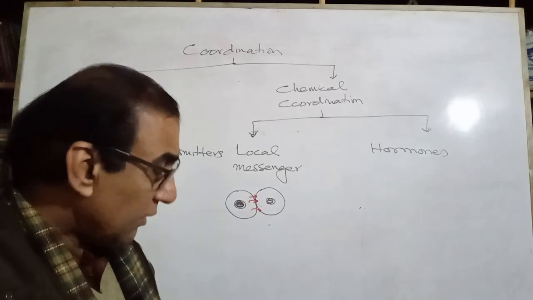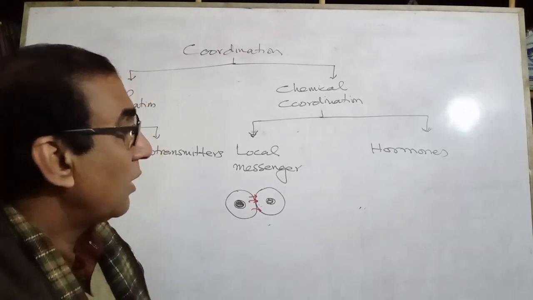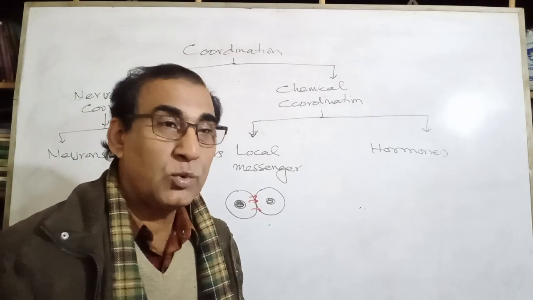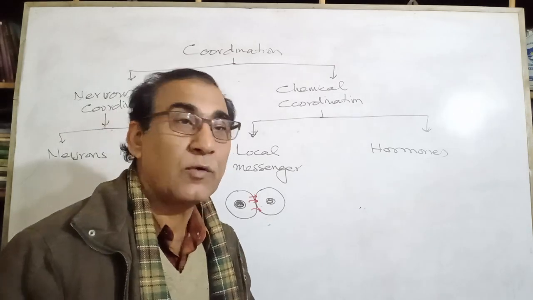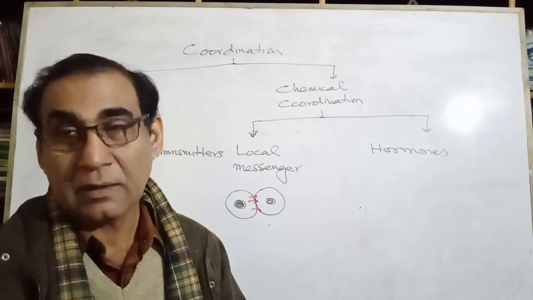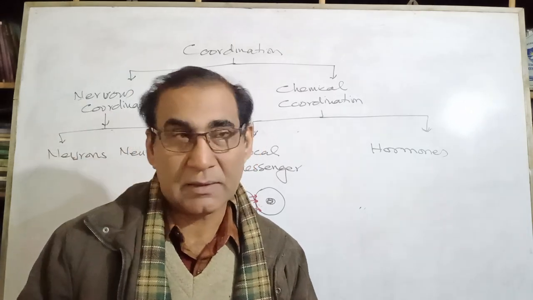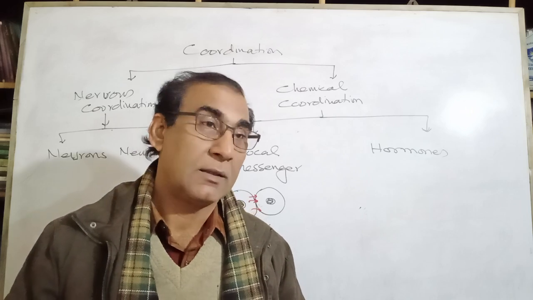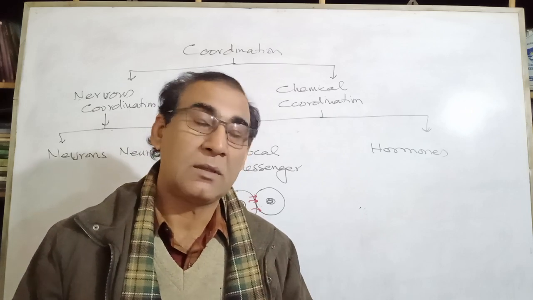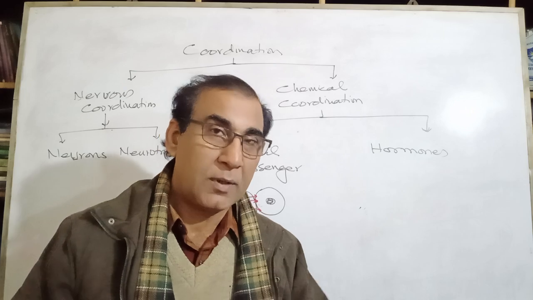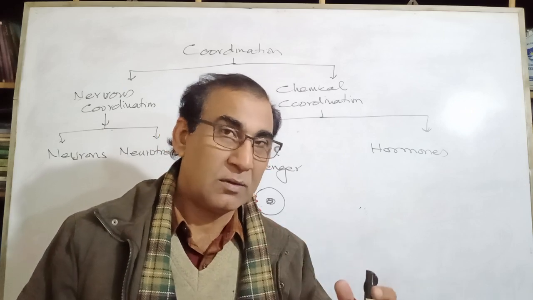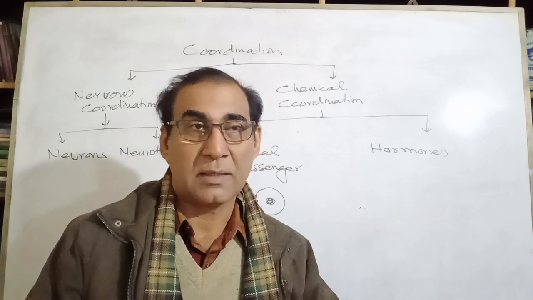The hormones, on the other hand, are those biochemicals which are produced from the ductless glands, or certain non-permanent glandular cells, and they get into the bloodstream, and from the bloodstream they reach their target cells or the target tissues.